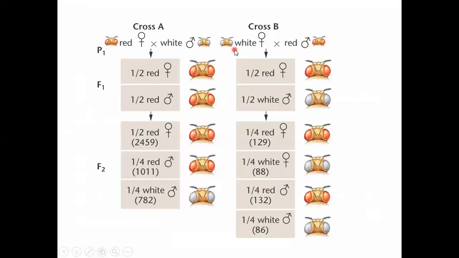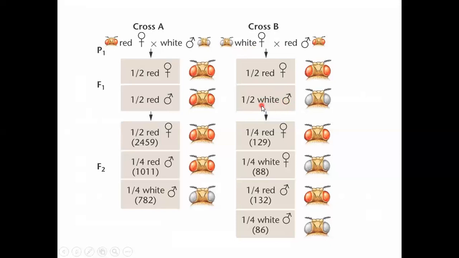As the white eye color or white phenotype is a recessive phenotype, it means that the female must be present in homozygous condition for the white allele. So both of the X chromosomes of the female carry the white allele. In the F1 offspring, you can see here the red eye color female while the white eye color male.